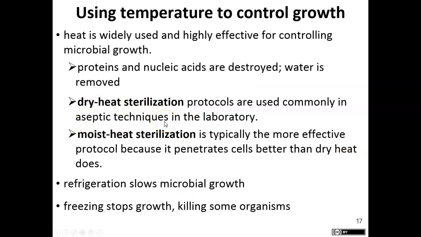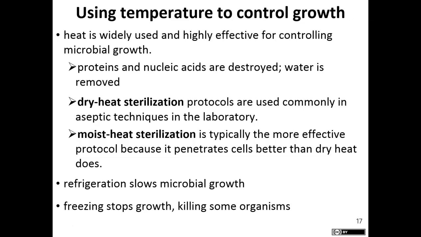So now let's look at how we can use temperature to control microbial growth. Heat is very widely used, and it's in general really effective. We use in our laboratory almost every day dry heat sterilization when we are sterilizing our loops, when we're sterilizing our needles, when we are running the test tube lips over the heat so that we don't get any contamination.